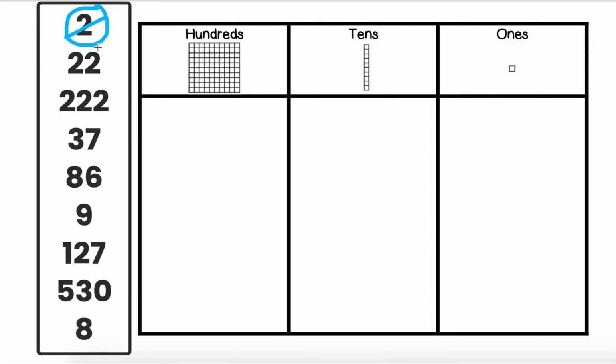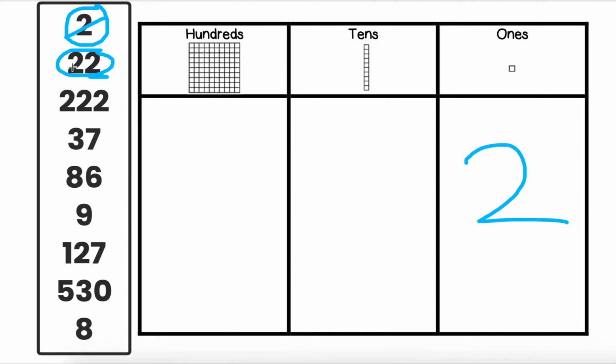I already did my single 2. Here is 22. The 22 has two 2's. In order to put the number 22 in my chart, we start with our ones place. We always start with our ones place. When I look at the number 22, it has a 2 in the ones place. So we're going to put the number 2 here.